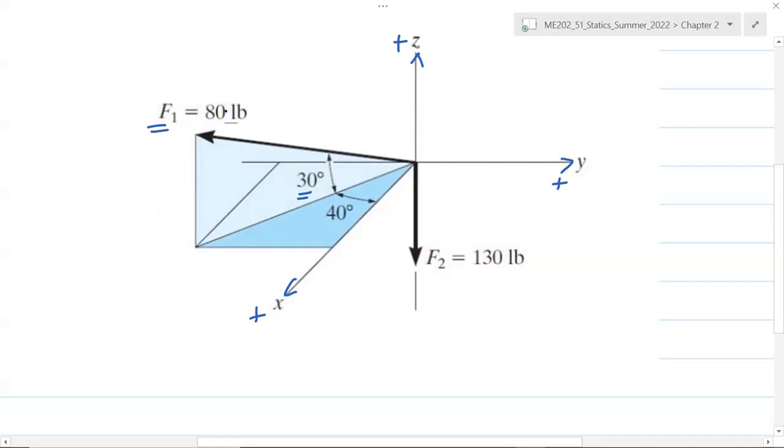So when we write 80 and close this angle, cosine 30, it will give us the xy projection of the vector. So this length here, that is 80 cosine 30. But when we write 80 sine 30, we are projecting this vector on the z-axis. So that will give us the z projection of the vector. So this is 80 sine 30.